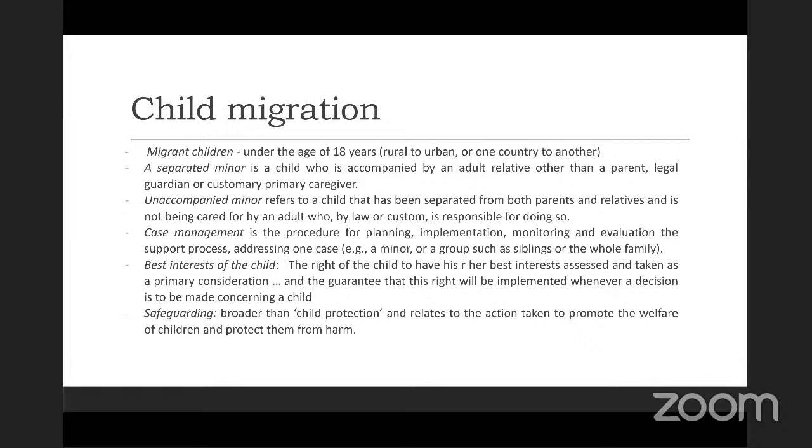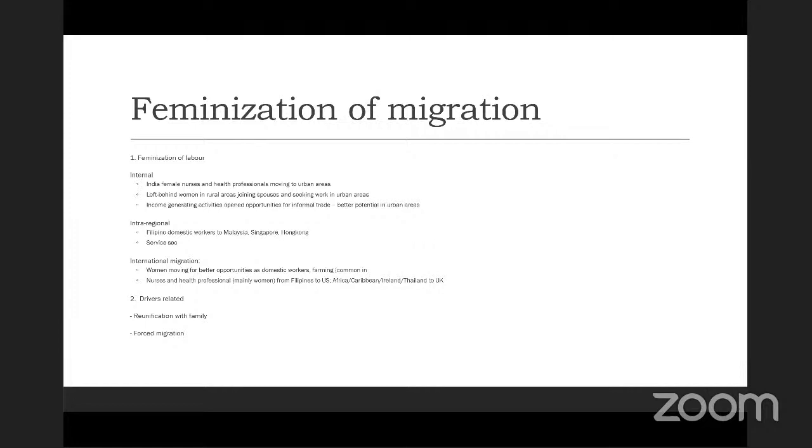Very quickly, we move to the feminization of labor migration. And the feminization of migration, I think, is an important concept. I think it's very much related to how labor itself has first of all been feminized. So in internal migration flows, you can see Indian female workers, female nurses and health professionals moving into urban areas, and we saw the impact that had on them in terms of the COVID implications. Left-behind women in rural areas are joining spouses and seeking work in urban areas. Income generating activities have opened up more for informal trade, so women are moving for better potential for livelihoods in urban areas.